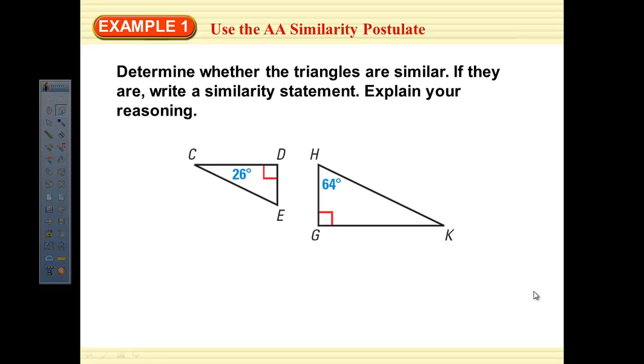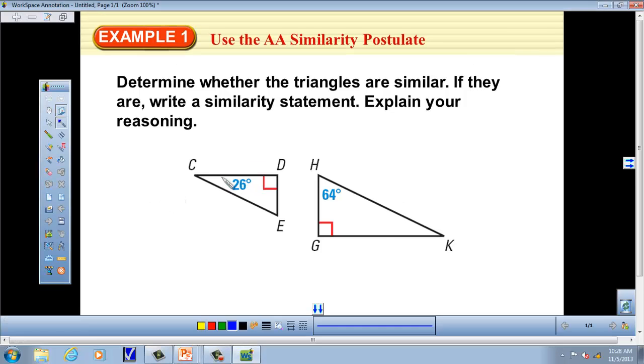Okay, for this next section, we're going to look at the angle-angle similarity postulate, or AA similarity. If you remember from your definitions, all we have to have is two sets of corresponding angles to be congruent in order to show that two triangles are similar. Remember again, similar means the same shape but not the same size.